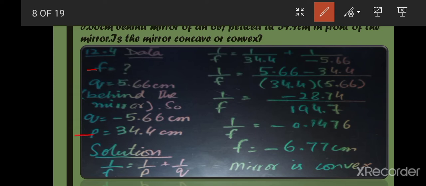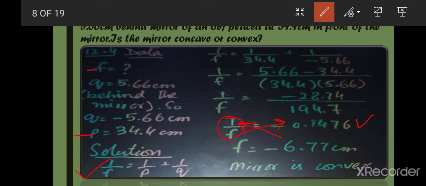p is given as 34.4. By using the spherical mirror formula and putting the values, by taking the LCM you will come to the step 1 by f equals minus 0.1476. Here 1 by f is there. Most of the students get confused here that this is the value of f. It is not the value of f, it is 1 by f.